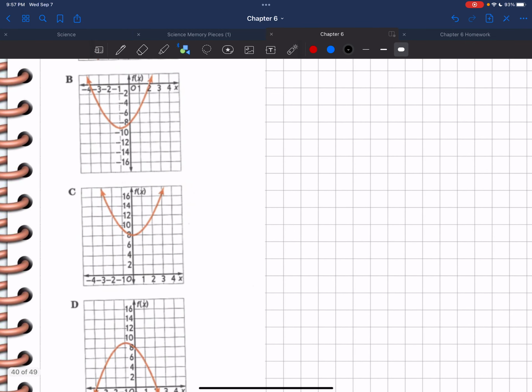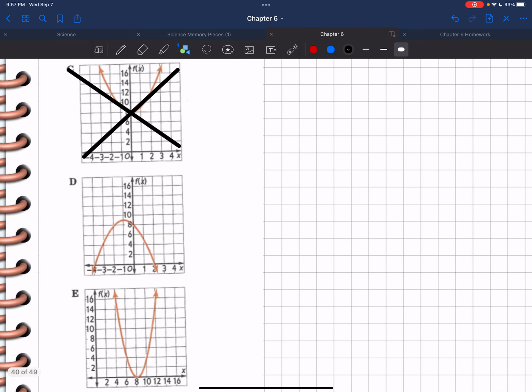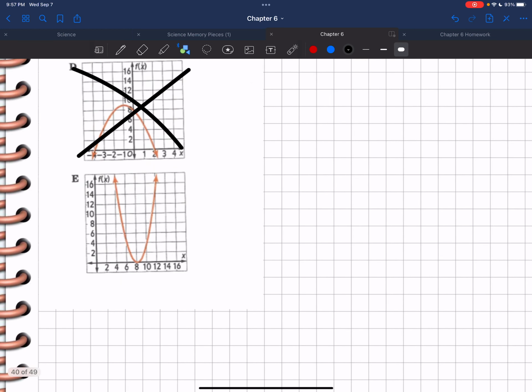C cannot be the answer. It's a flower that's opening to the sun, but it's at positive 8 on the y-axis. So that doesn't match on the basis of the intercept. D is a flower that's wilting, so that can't be the one. And E is a flower that's opening, but it doesn't even touch the y-axis in this picture. It has an x value of positive 8.